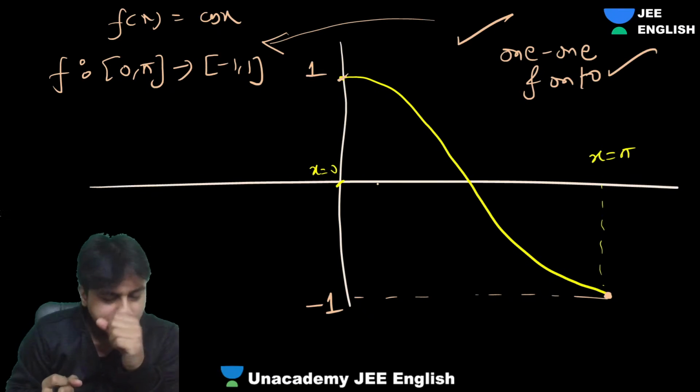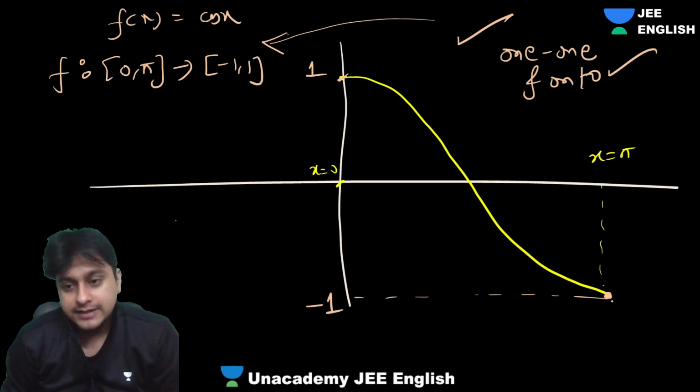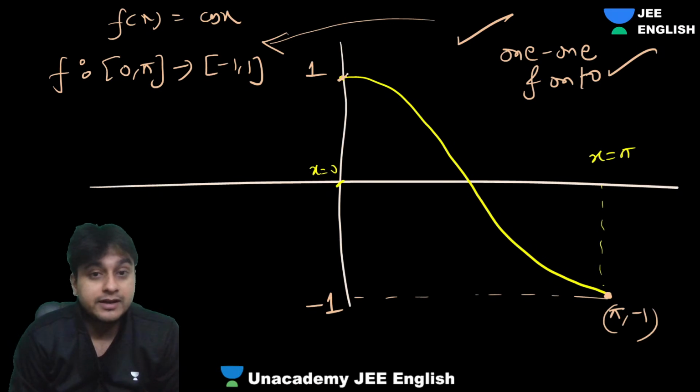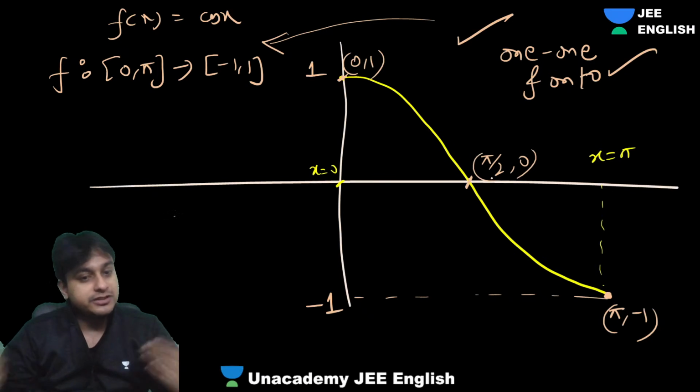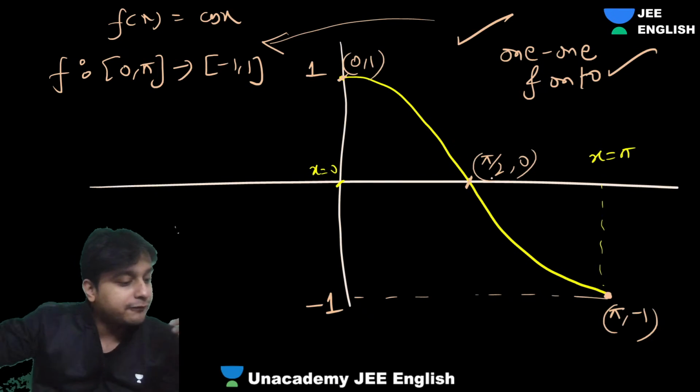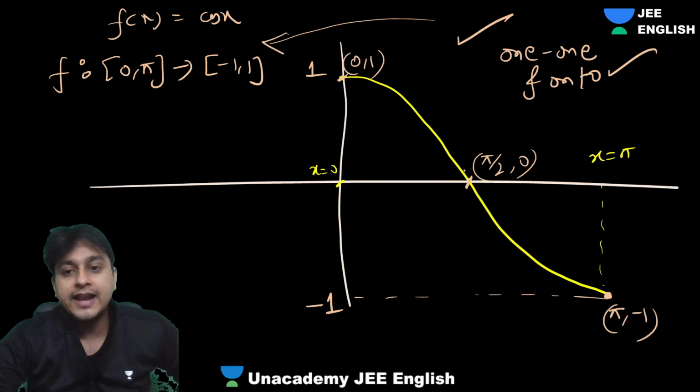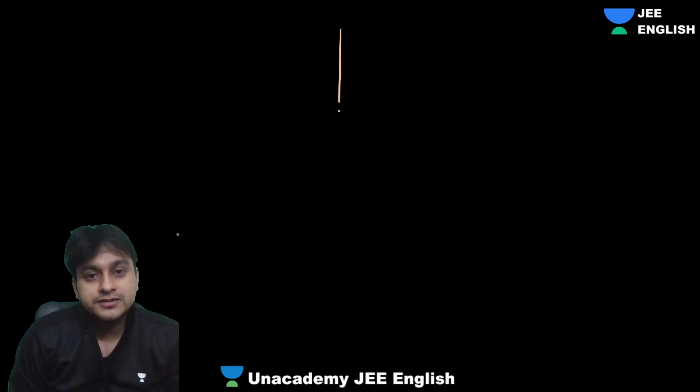Okay, now guys, what I would like to tell you here is, what is this point? Can I say that this point is pi comma -1, and this point is very important, guys, very important. This is 0 comma 1, and this point is what, guys? Pi by 2 comma 0, right? So guys, I'm just trying to get the points so that I can reflect them about y equal to x, and I can get my graph of cos inverse x.